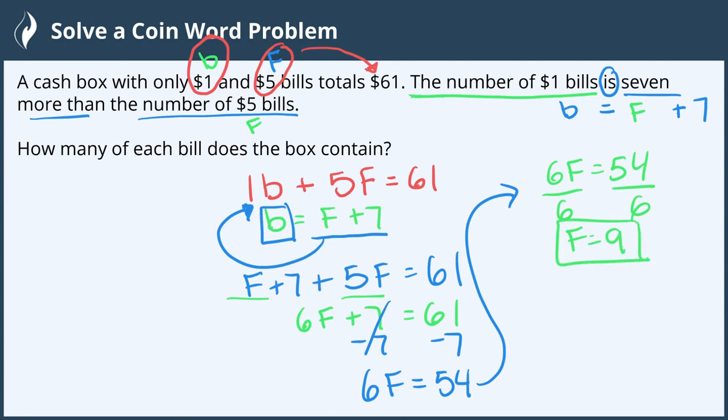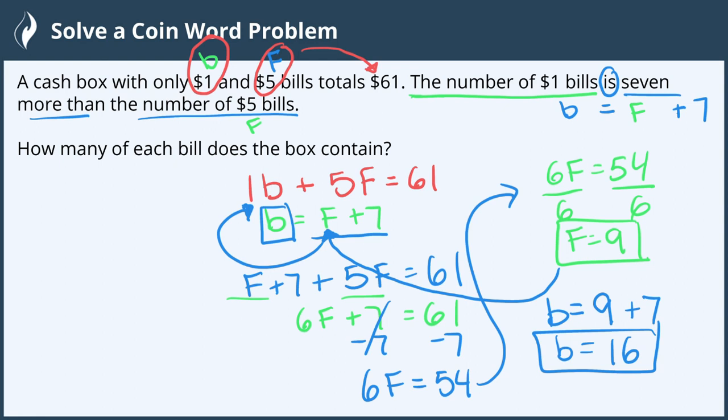Now we can use this to substitute back into one of the original equations to find out how many $1 bills we have. Since the second equation is already solved for B, I'm going to go ahead and use that since it'll speed us up just a little bit. So B equals, we'll substitute 9 in for F, plus 7, so B equals 16. This means there are 16 $1 bills.